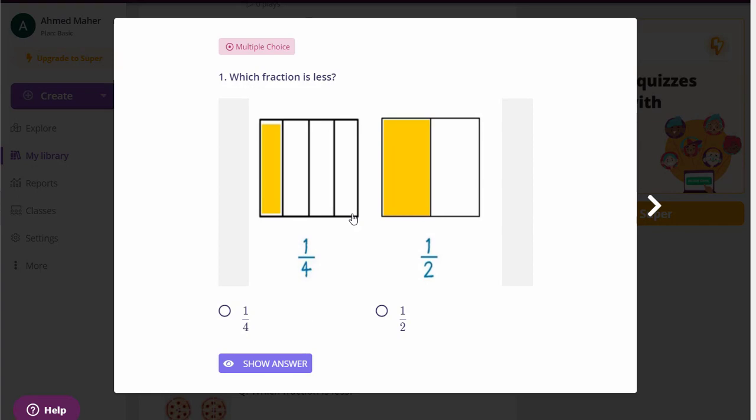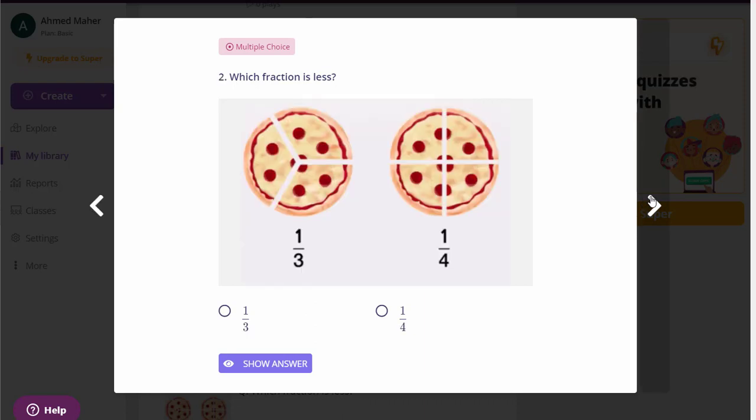Ahmed Al Hassan. Okay, which is less? Less means smaller. 1/4. 1/4. Excellent. Thank you, Ahmed. Okay, let's move to the next one. Amir. Which is less? Positive fraction is less. 1/4. Thank you, my hero.